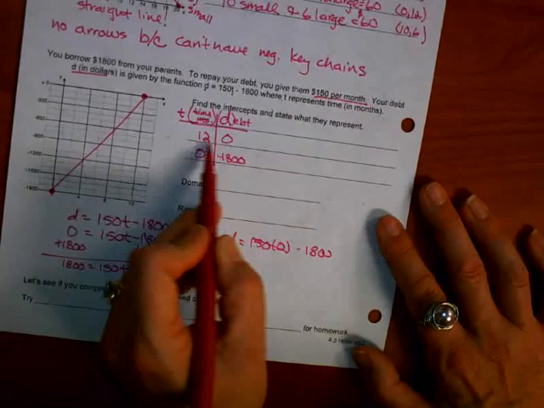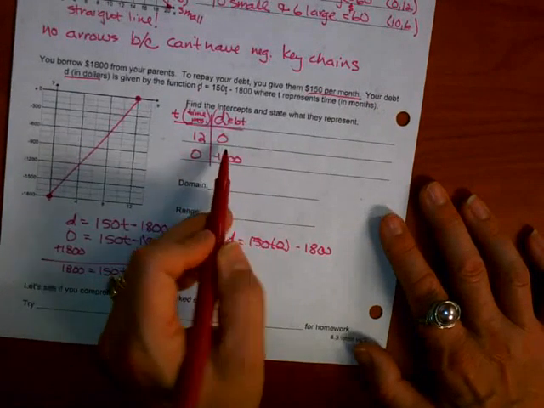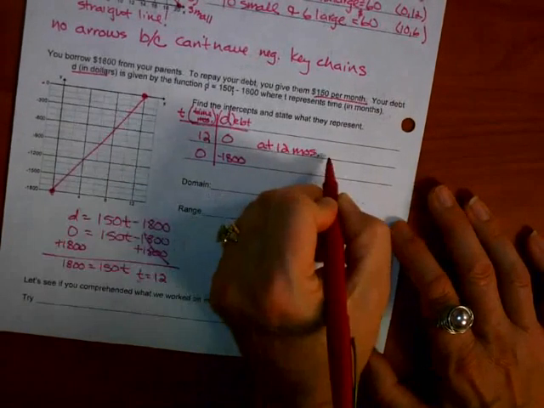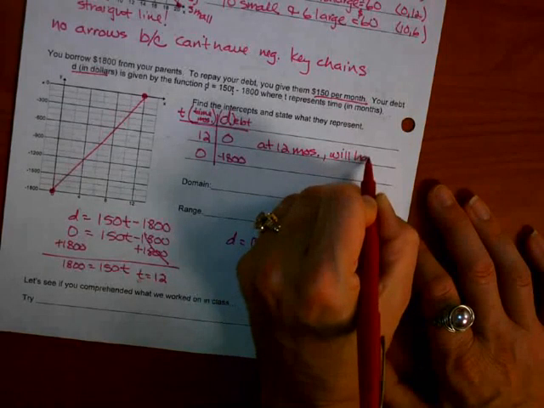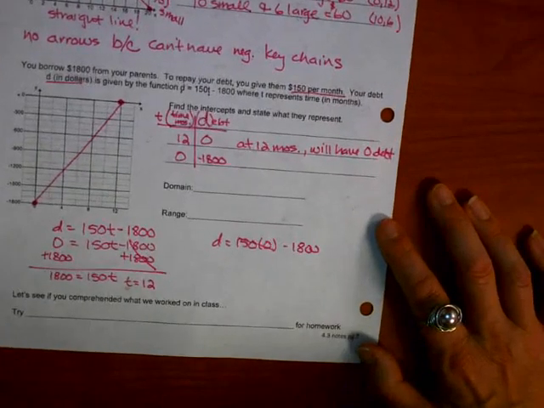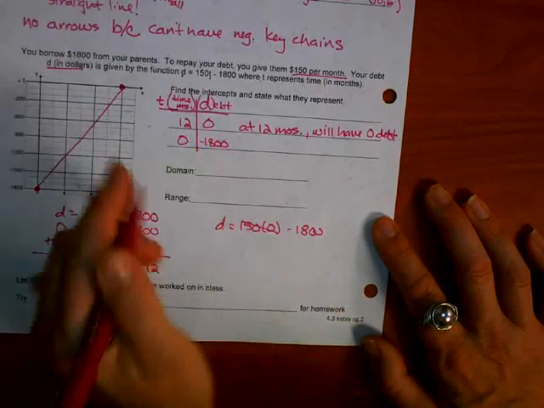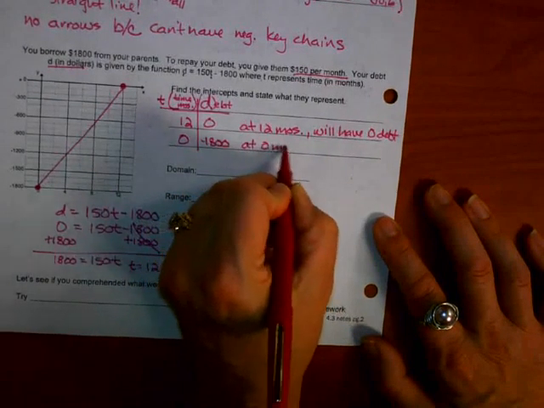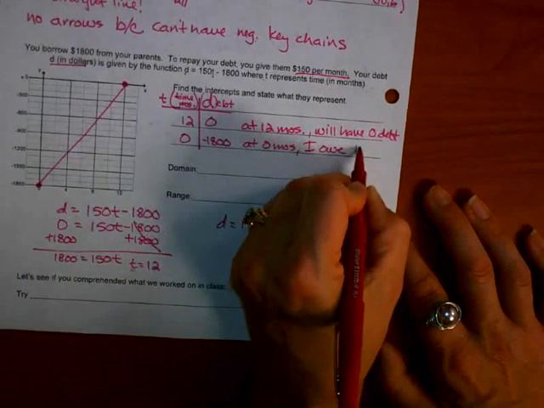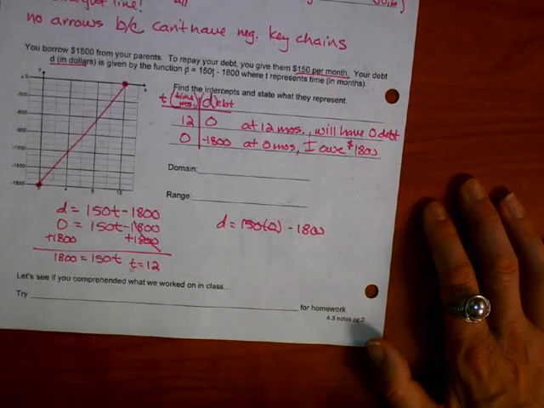What does this intercept mean? After 12 months, what? You have no debt. I owe nothing. At 12 months, I will have 0 debt. What does this point mean? At 0 months, I owe $1,800, or however you want to say that. I owe $1,800 still. Or negative $1,800 in debt, however you want to say it.